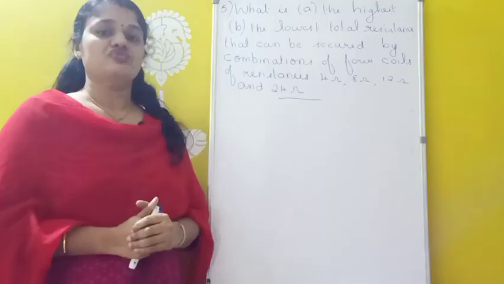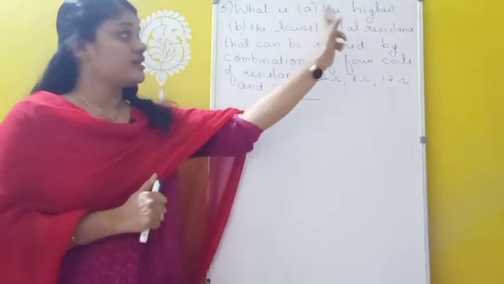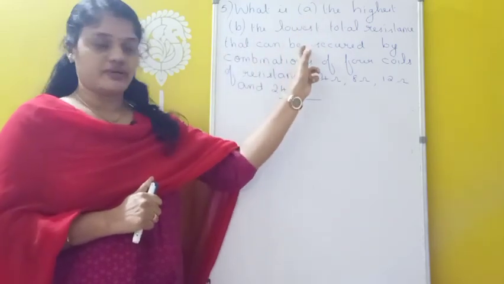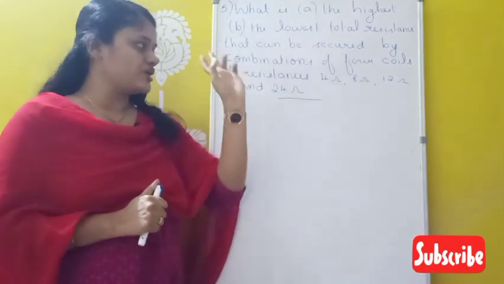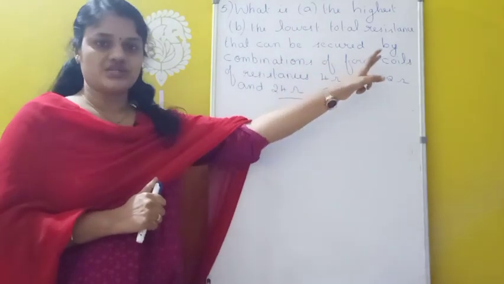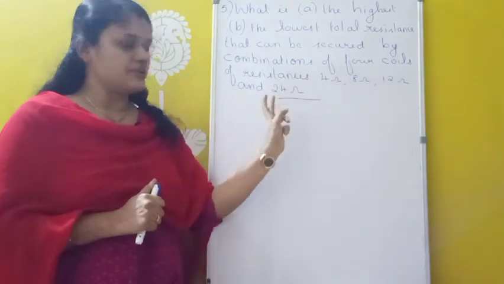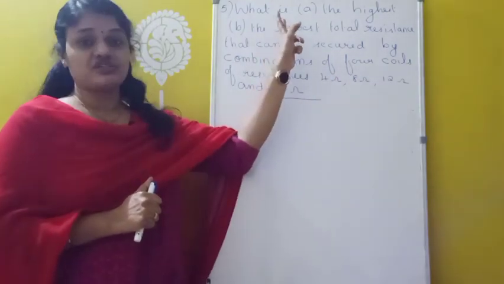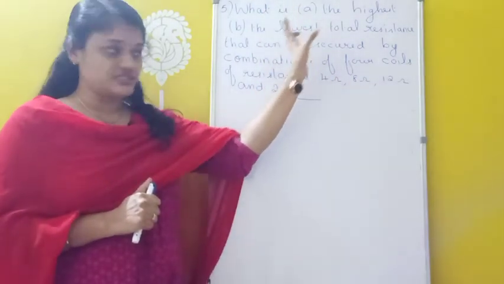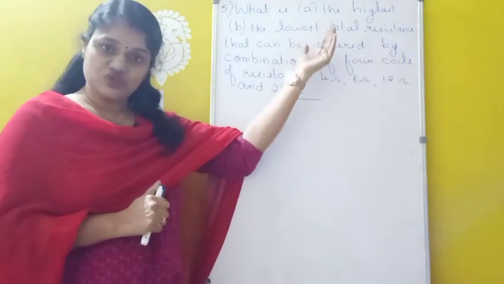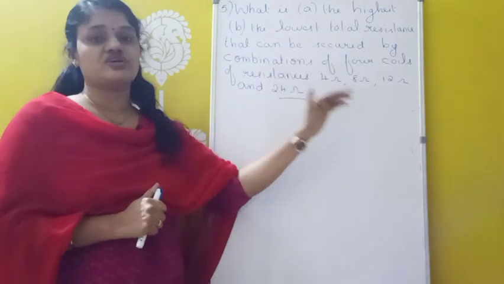Okay. Fifth problem. What is the highest and lowest total resistance that can be secured by combinations of 4 coils of resistances, and these 4 coils are having resistance values as 4 ohm, 8 ohm, 12 ohm and 24 ohm. And we have to find which one? The highest value of resistance. So when we are connecting all these 4 resistances, what is the highest value of resistance as well as what is the lowest value of resistance?